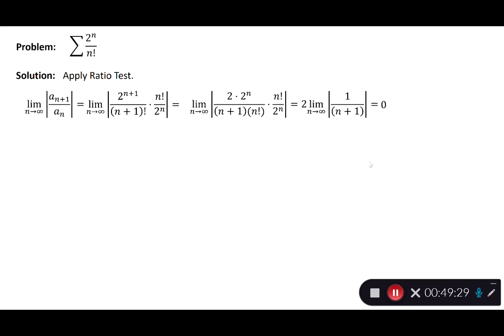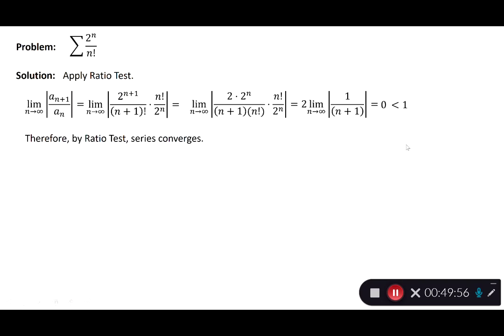Okay, how does this help us? Look at the test. If you find the limit of the absolute value of a sub n plus 1 over a sub n, and that limit happens to be less than 1, is that the case here? 0 is clearly less than 1. Oh, we are done. The series converges according to the ratio test.